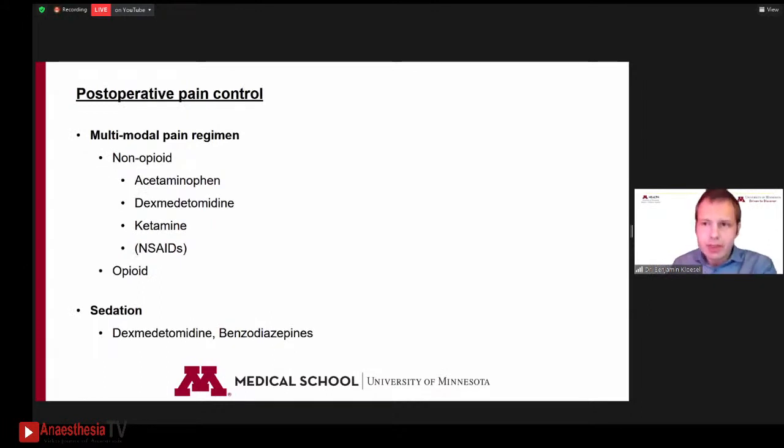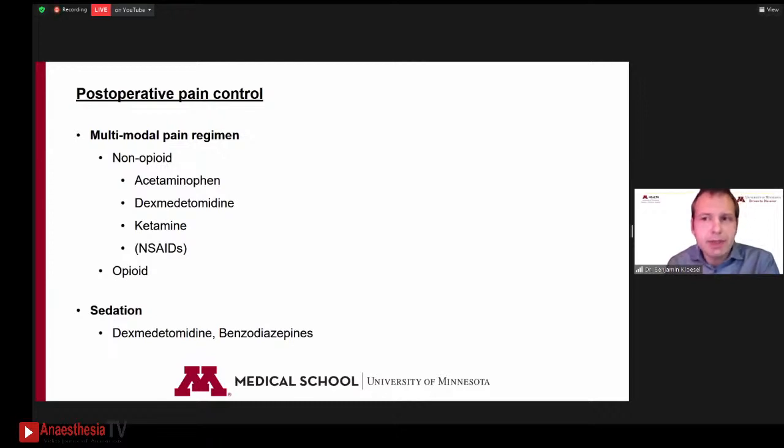And the last part we're going to talk about is post-operative pain control. In our institution, we use multimodal pain regimens, which involve non-opioid and opioid medications, a typical combination of acetaminophen, dexmedetomidine, ketamine. We are trying to introduce NSAIDs early on. Typically intraoperatively we do not give those, but in the early post-operative period in the intensive care unit, if there's no major bleeding, those patients typically receive NSAIDs early on.